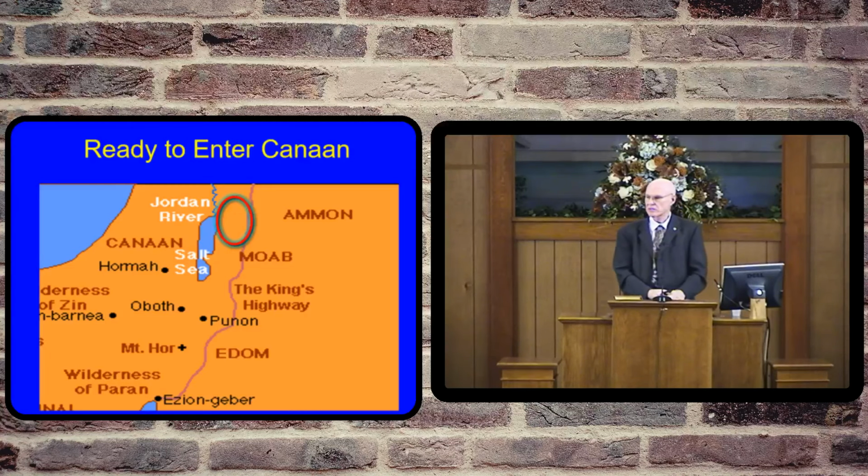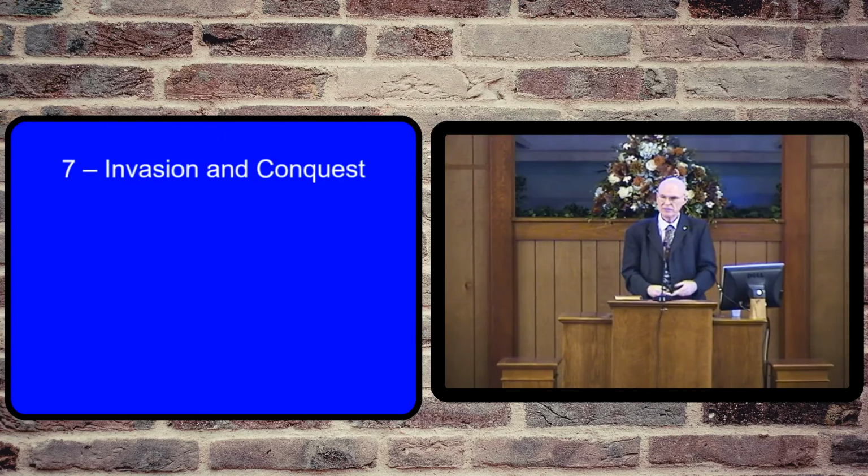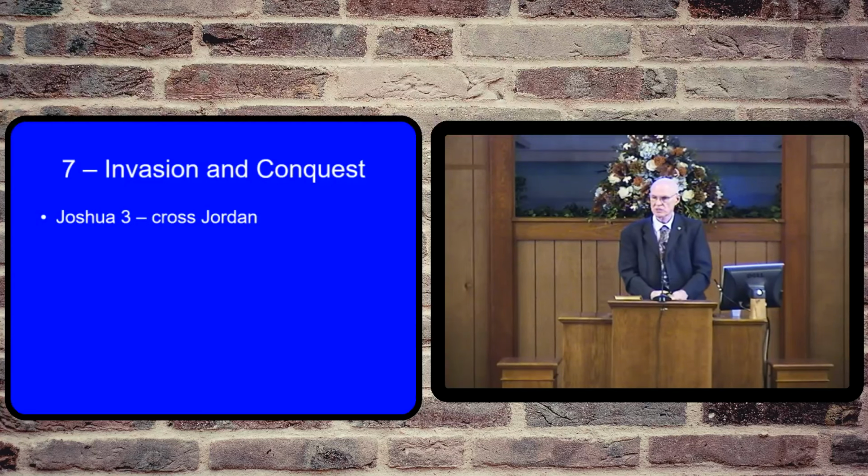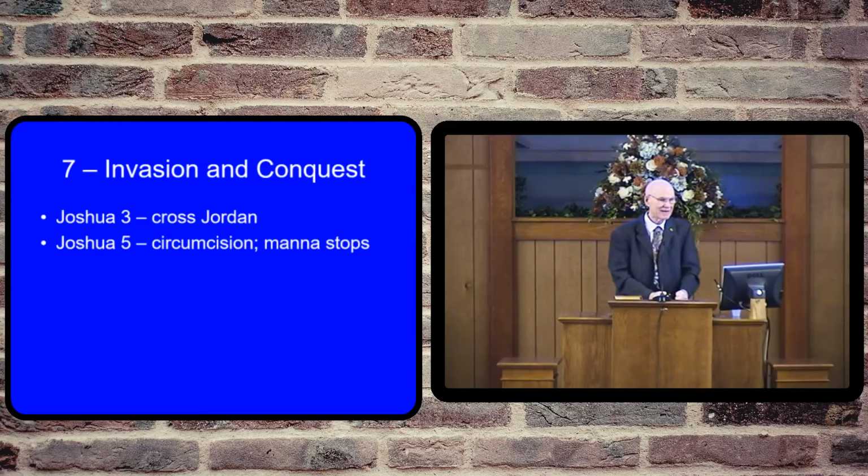So now the people are camped on the east side of Jordan, on the plains of Moab, ready to go in and take the land that God has promised to them. So we have period 7, called the invasion and conquest, as they go in and capture the land that was promised to them. Joshua covers this. Joshua's now the leader. Joshua chapter 3, they cross the Jordan River. And chapter 5, they restart circumcision, and the manna they've been fed with stops.